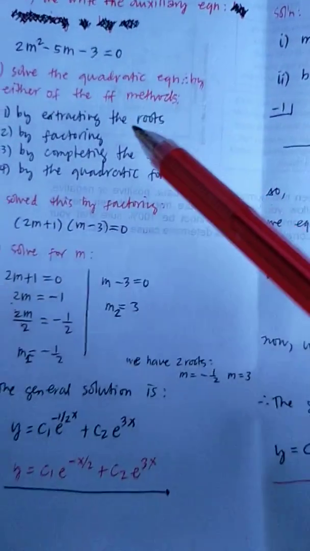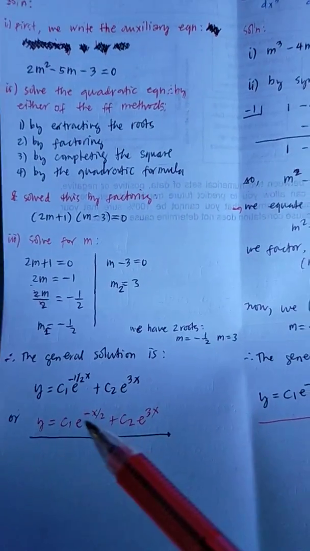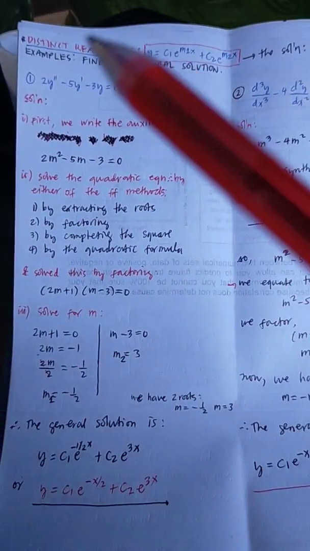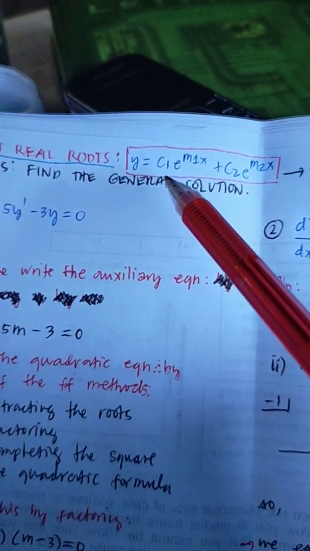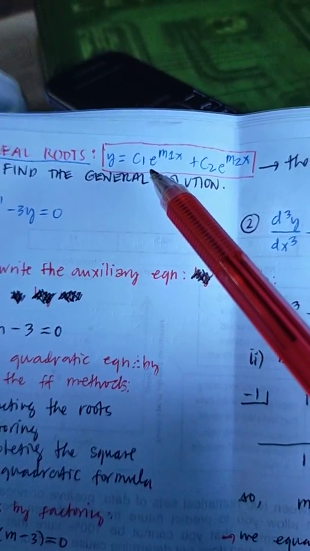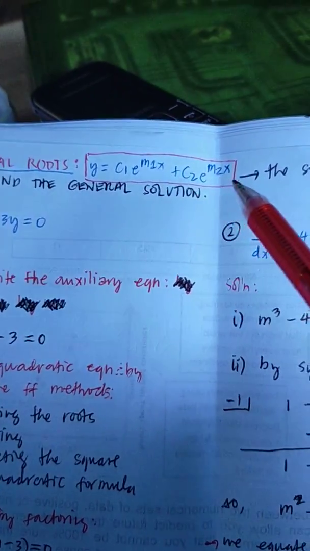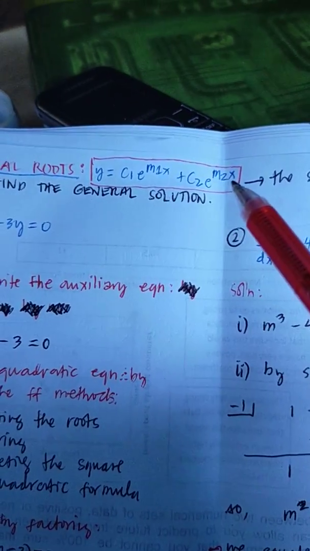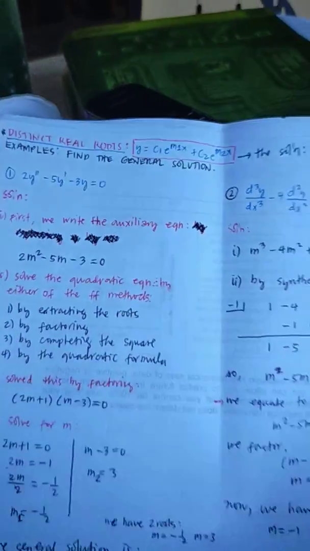Ilan na siya ka-simple, class? Then that's it. You just simply substitute those values of m to the solution of the distinct real roots. y is equal to c sub 1 e. Katong mga values ni m, class, diri na ninyo i-substitute. Nakuha? Okay.